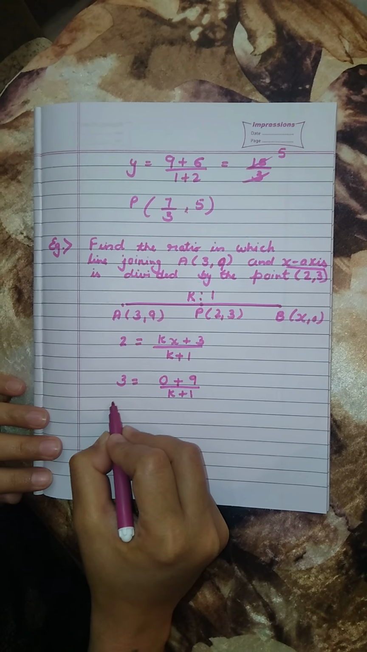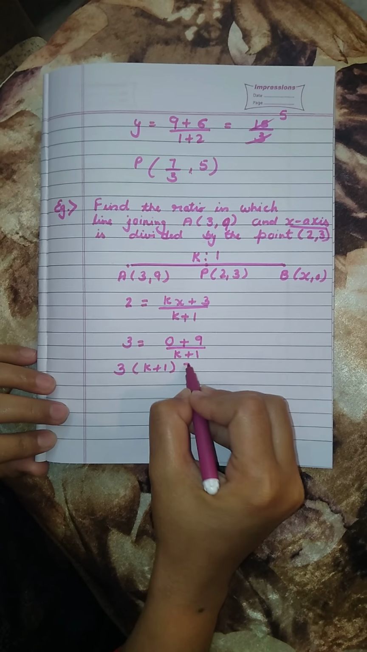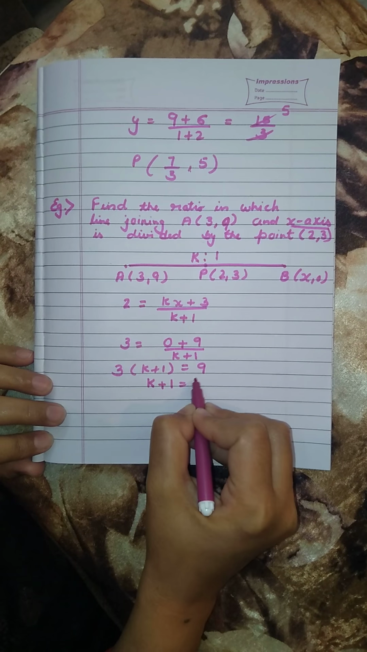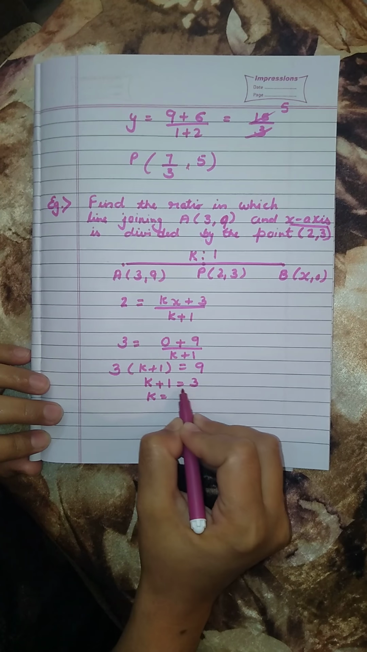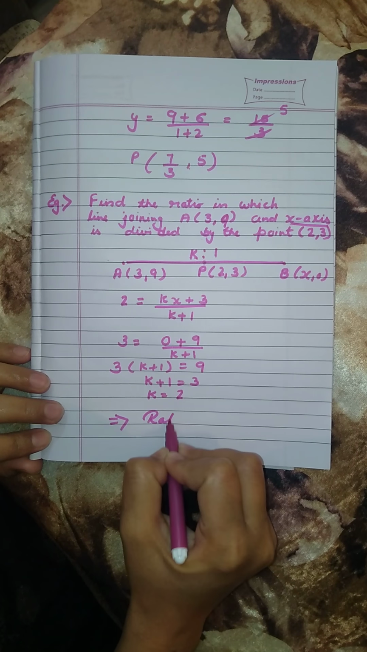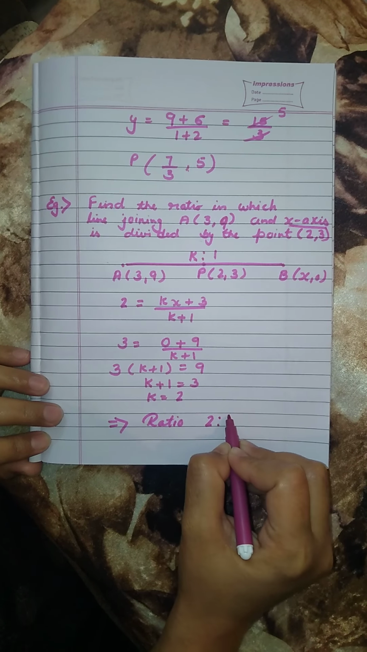Cross multiplication, and on cancelling we get the answer of k. This implies the required ratio is 2:1.